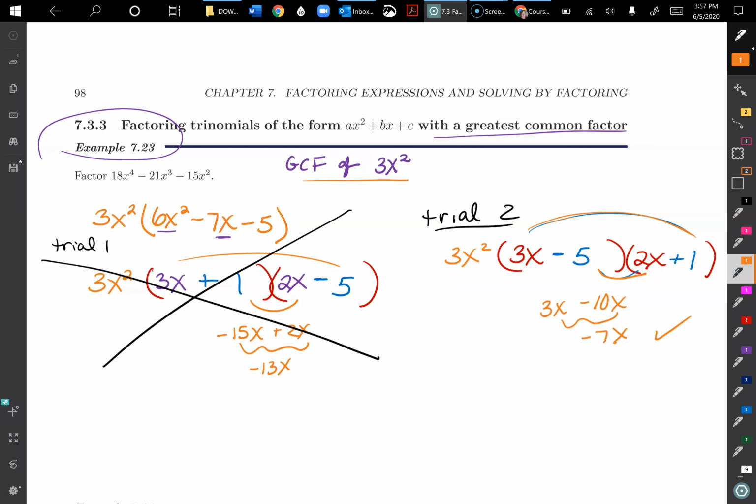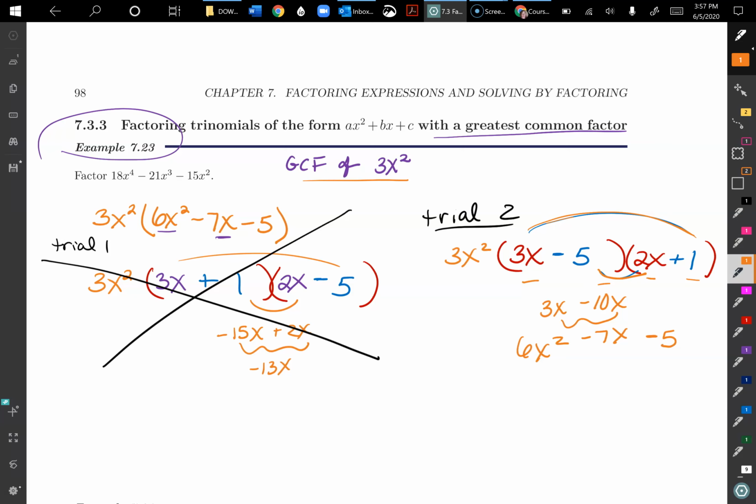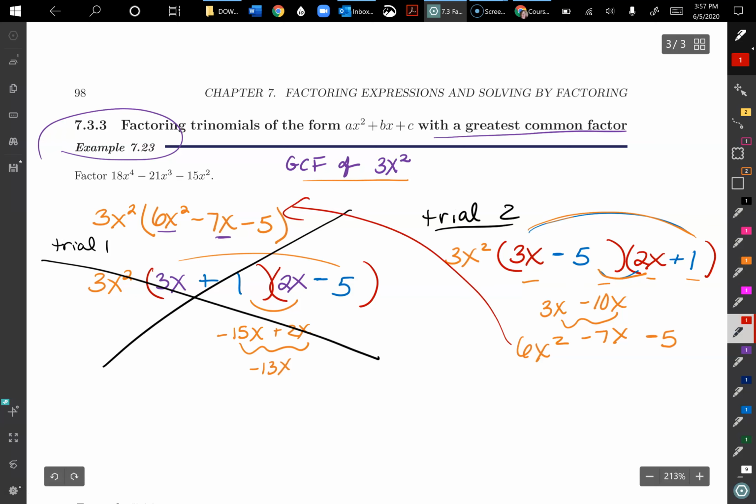And then just quick check your ends. 3x times 2x does in fact give me 6x squared. My last, negative 5 times 1, make sure you get that, negative 5. And that is a match to this. Don't forget to bring that 3x squared with it wherever you go. Okay, so that one is a good one.